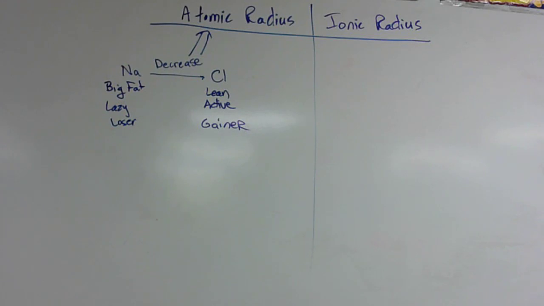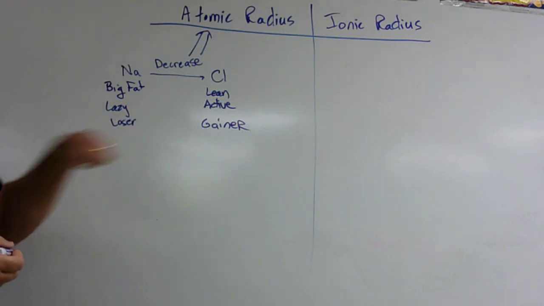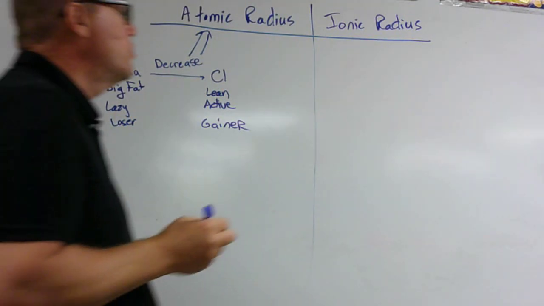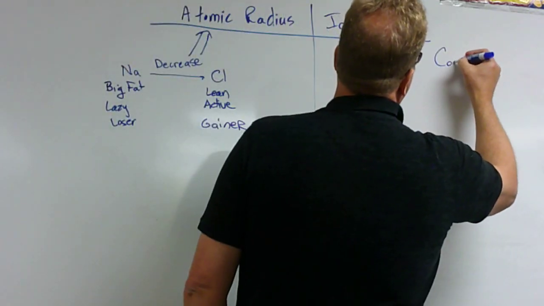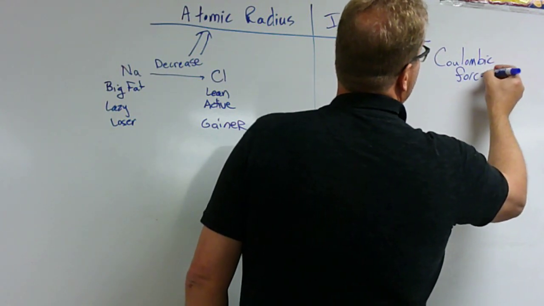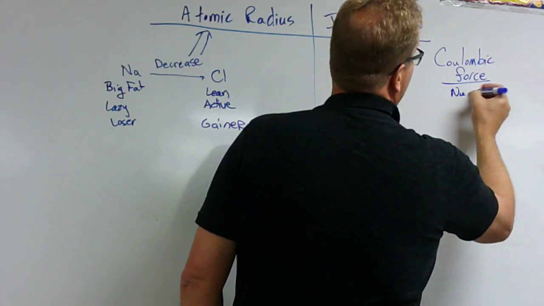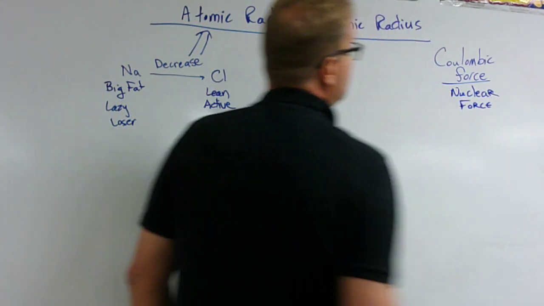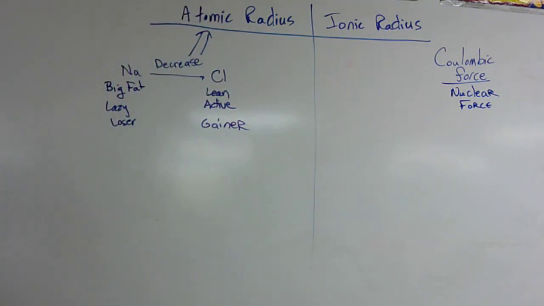Now let's look at ionic radius. Ionic radius's trends do not seem to follow this one here. It is called something called Coulombic force, which in actuality is called a nuclear force. Nuclear force is like the attraction toward the nucleus. Again, it's a little bit harder concept to picture, so you're going to have to listen to this maybe a few times.